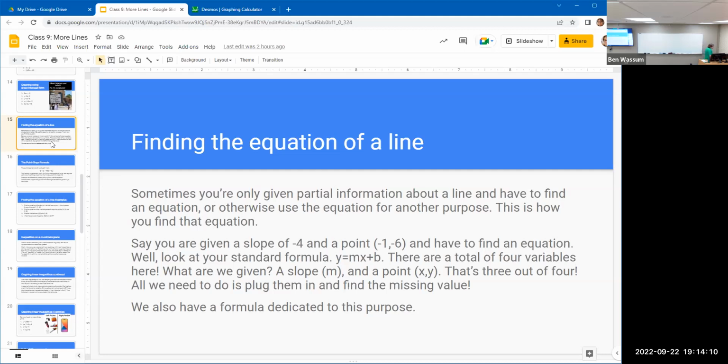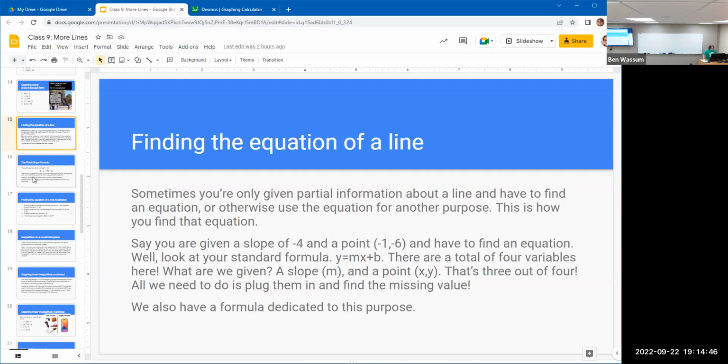But look at what we're given. We're given a slope, which is an M, and we're given a point, which is an X and a Y. So we have X, Y, and M. The only one we'd be missing is B, right? So you could actually plug those three numbers into that formula and solve it for B. And if you solve it for B, you have an M and you have a B and you can make your formula. All it needs is the M and the B, so you just sub them in.